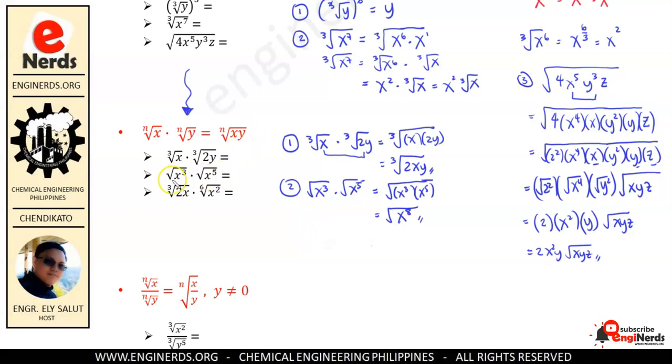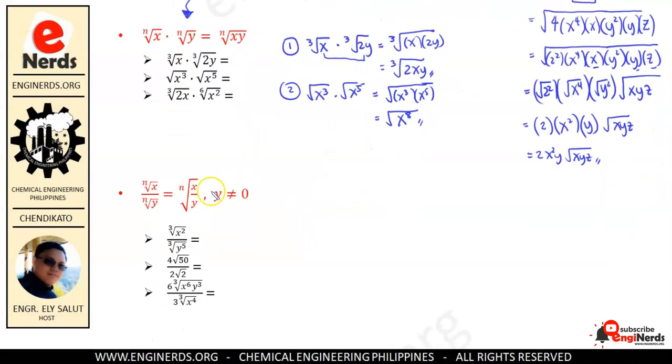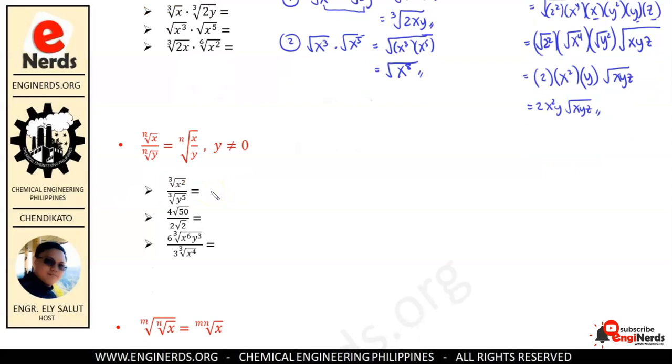And then let us try to solve the third problem. I will do it on the far right side. Okay, so we have here cube root of 2x times the 6th root of x squared. Okay, so let me solve this part first, no? We know that the 6th root of x squared is also equal to x to the 2 over 6, which is equal to x. 2 divided by 6 will be 1/3, diba? So, therefore, this is equal to the cube root of x, right?